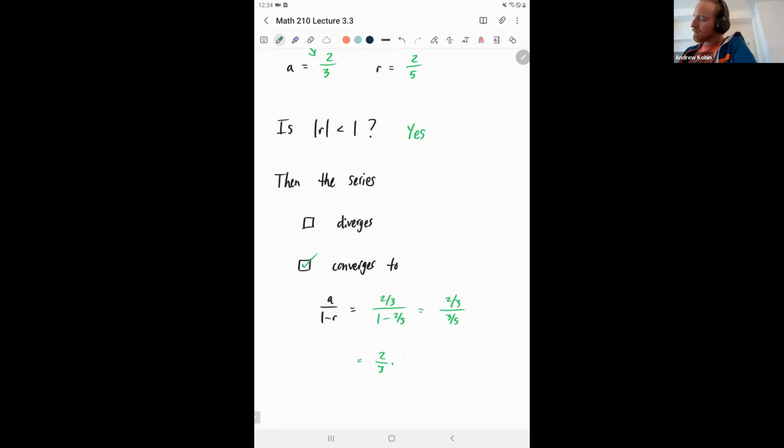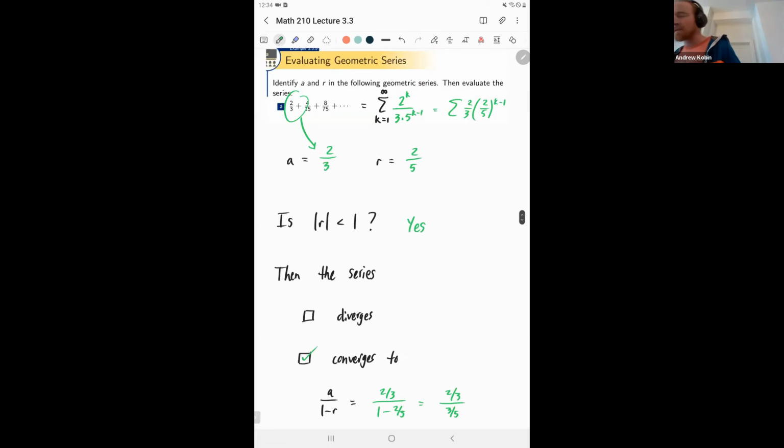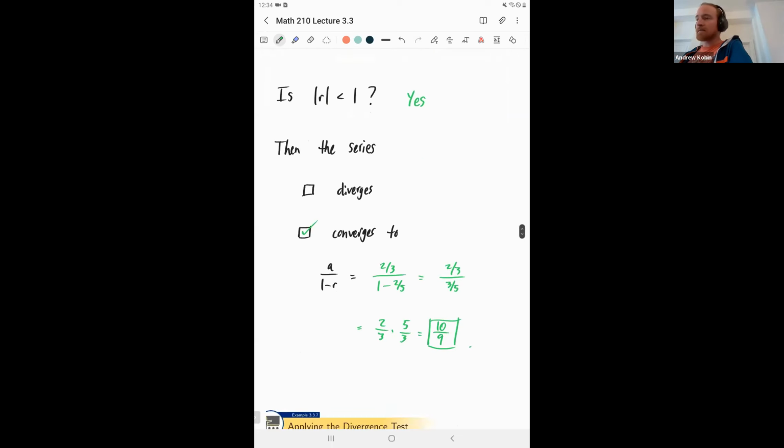Yeah, 5/3. That's going to be 10 over 9. So this infinite geometric series, 2/3 plus 4/15, etc., converges to the value 10/9.